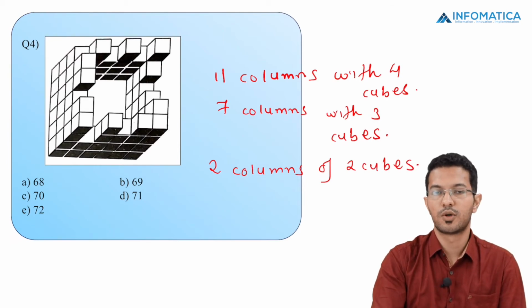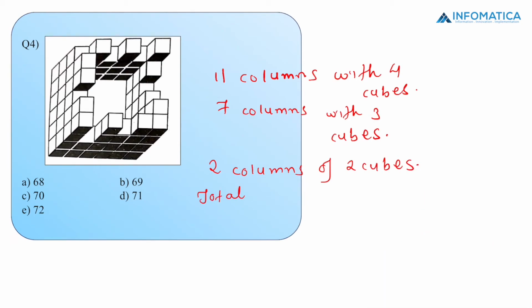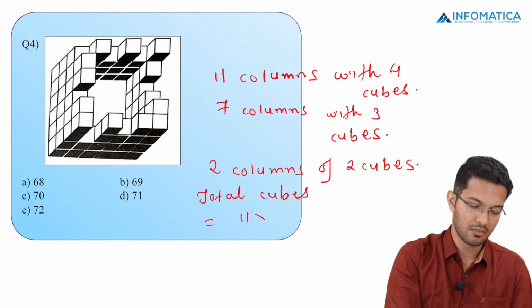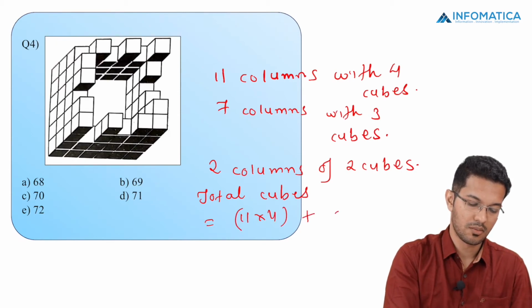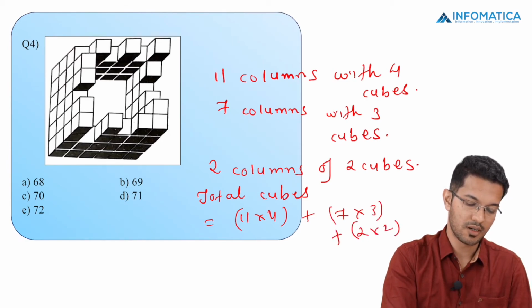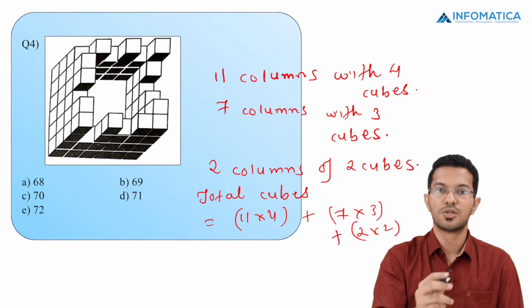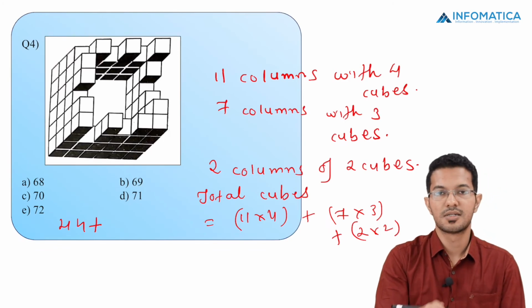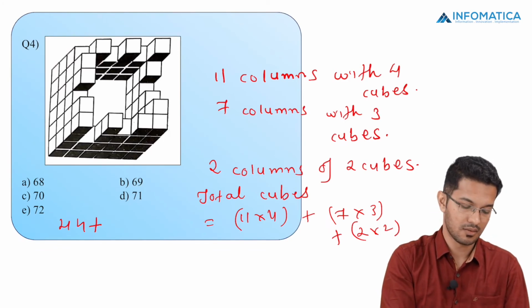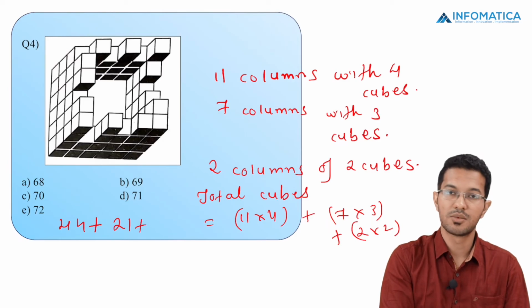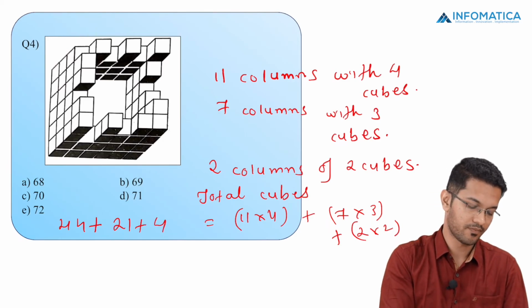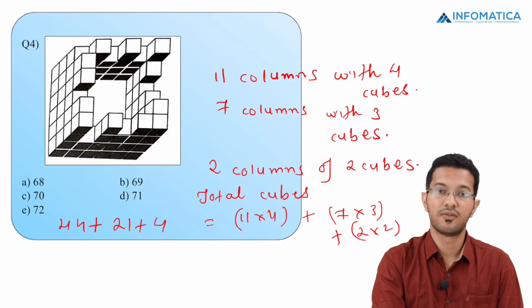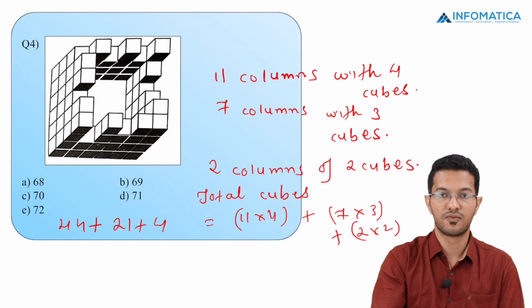So now let us go for the total number of cubes. That will be 11 multiplied by 4 plus 7 multiplied by 3 plus 2 multiplied by 2. So 11 times 4 is giving me 44 plus 7 times 3 is giving me 21 and 2 times 2 is giving me 4. So 44 plus 21 plus 4 is giving me the answer to be as option B, which is 69.